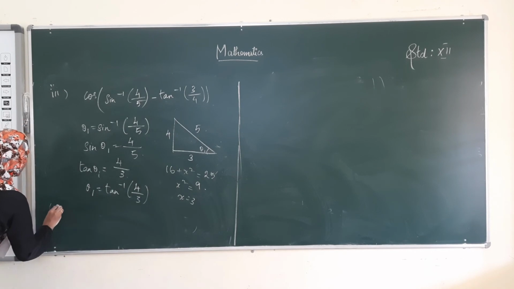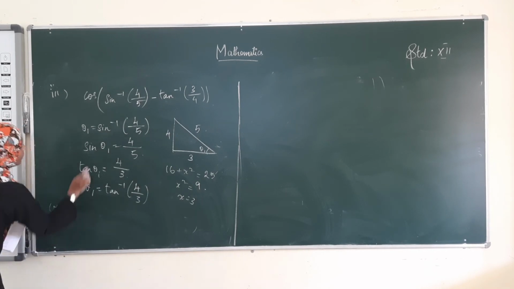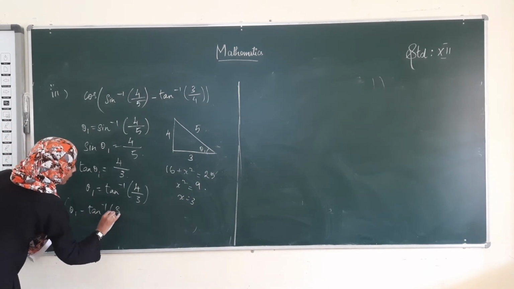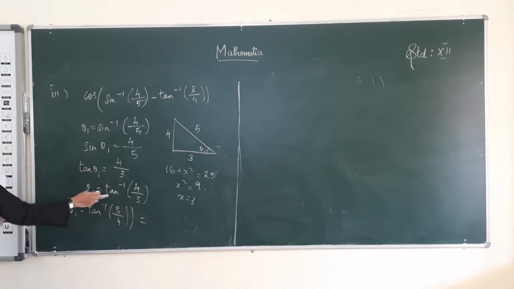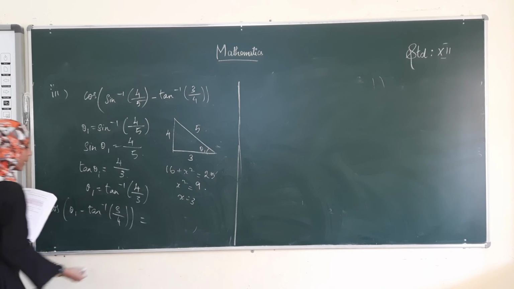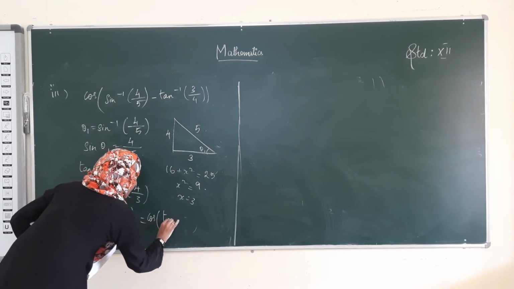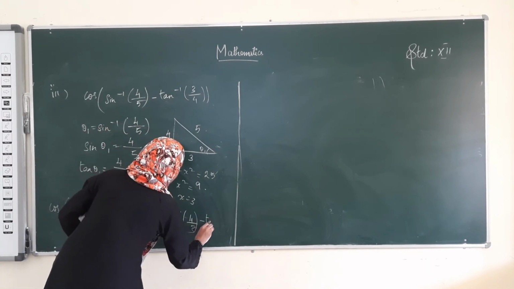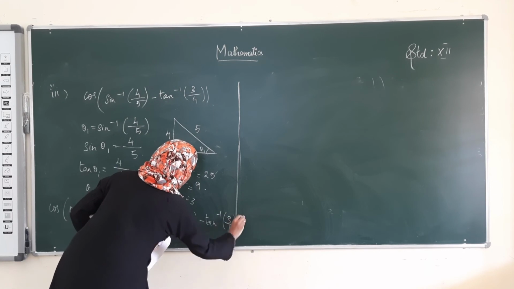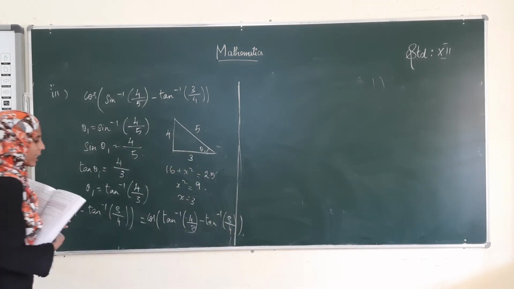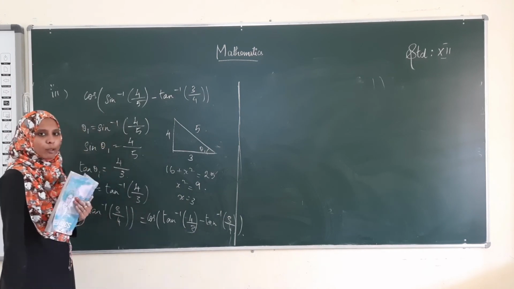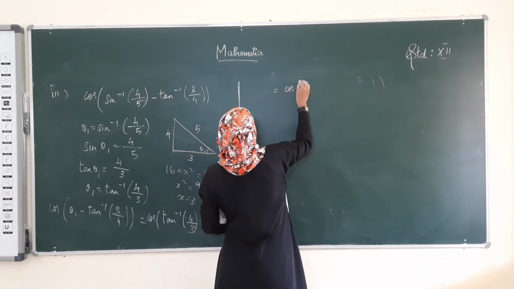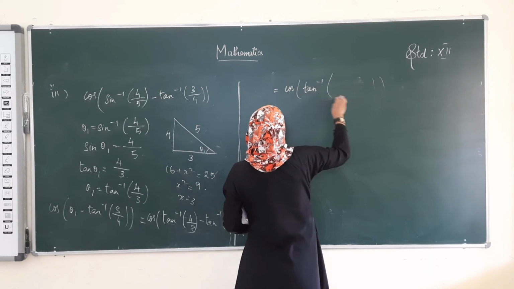This can be written as cos of, instead of sin inverse of 4 by 5, we substituted theta 1, minus tan inverse of 3 divided by 4. Instead of theta 1, we have found theta 1 is equal to tan inverse of 4 divided by 3. Substitute that: cos of tan inverse of 4 by 3 minus tan inverse of 3 divided by 4. Shall we substitute the formula? Tan inverse of A minus tan inverse of B is equal to tan inverse of A minus B divided by 1 plus A into B, which is equal to cos of tan inverse of, what's the value of A?